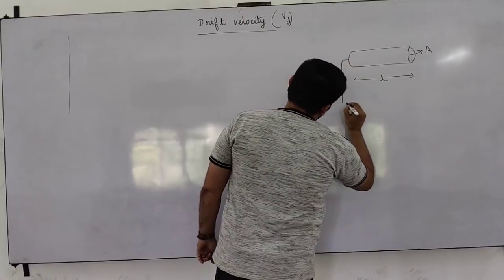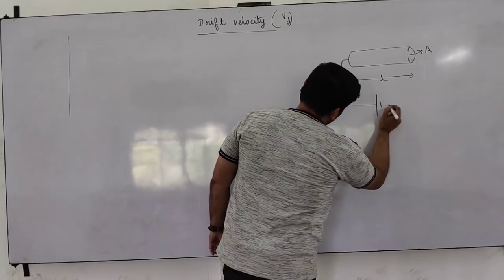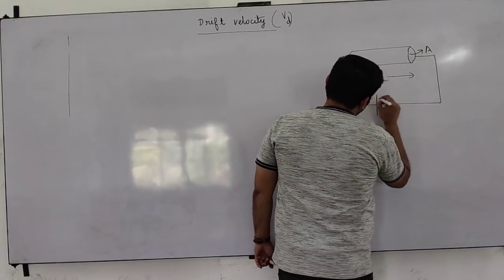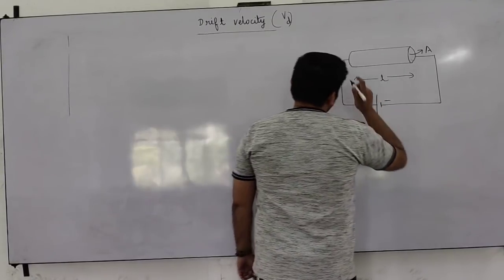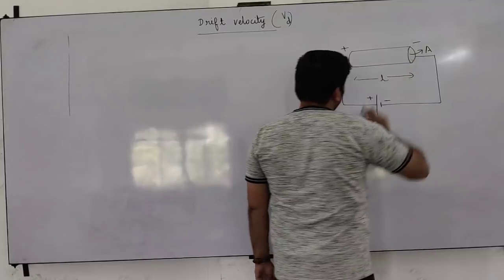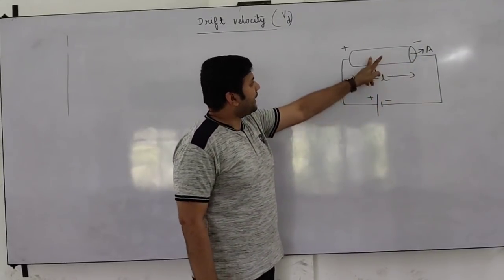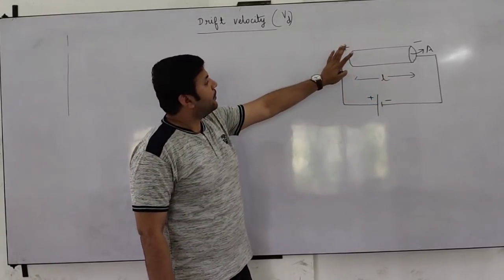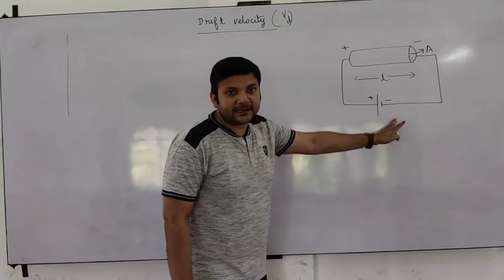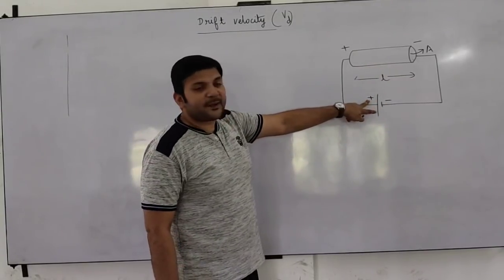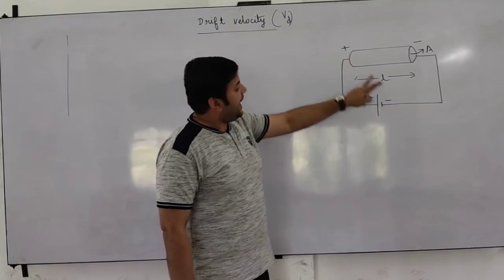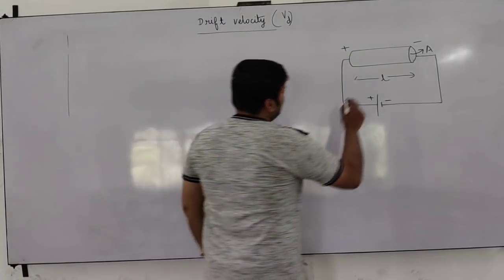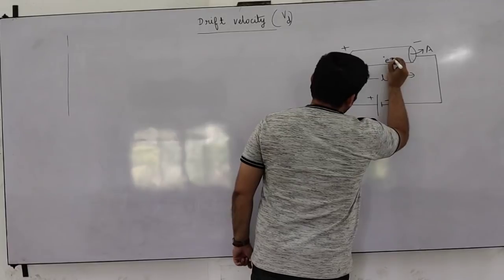Suppose we are applying a battery. This is positive and this is suppose negative. The two ends of the conductor are connected to a battery. So this end will be positive, and this end will be negative. If we consider one electron, suppose I consider an electron.